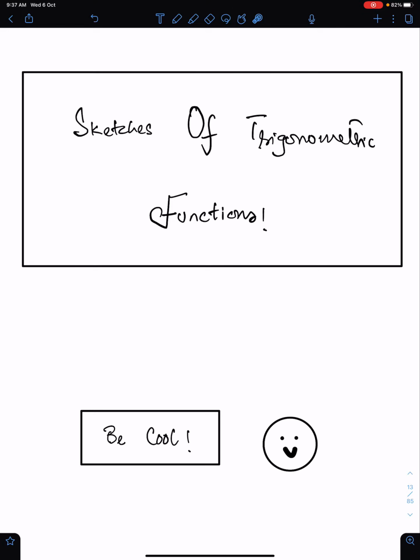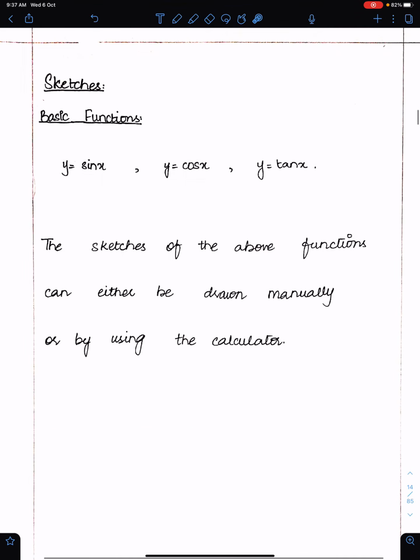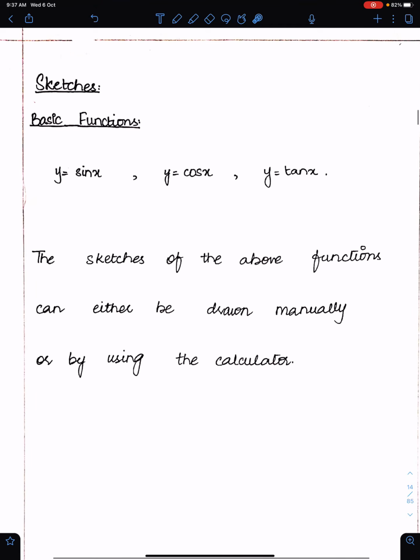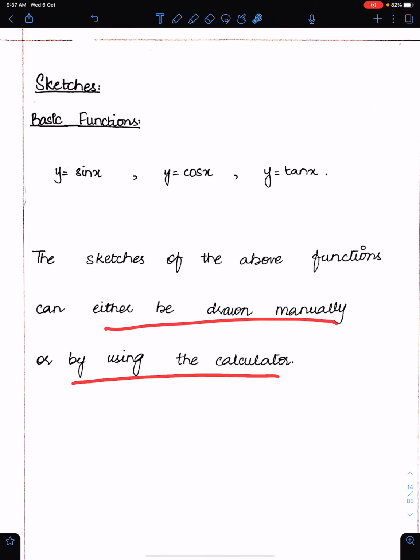In this lecture, I will discuss the important concepts of sketches of trigonometric functions. An important advice: be cool. Sketches, basic functions. These are three basic functions: sin x, cos x, and tan x. The sketches of these functions can either be drawn manually or by using the calculator. You can do any way.